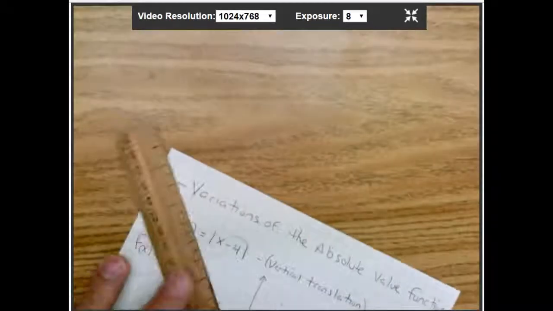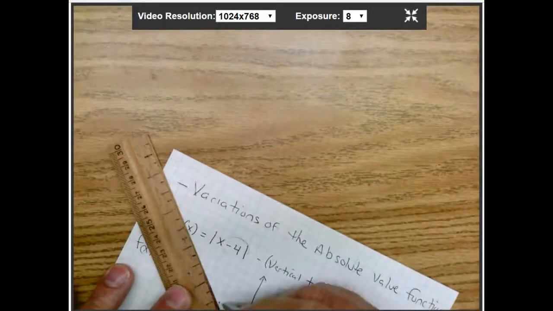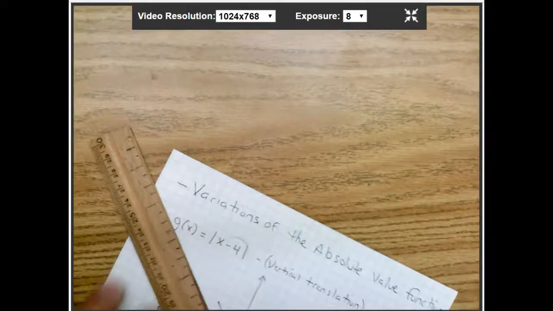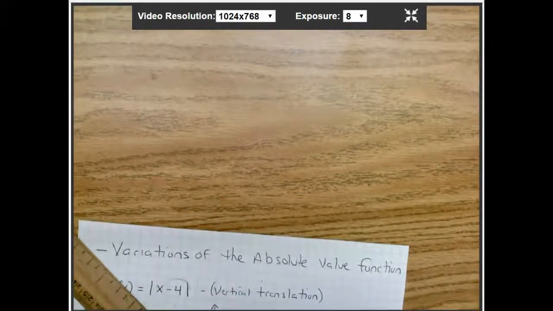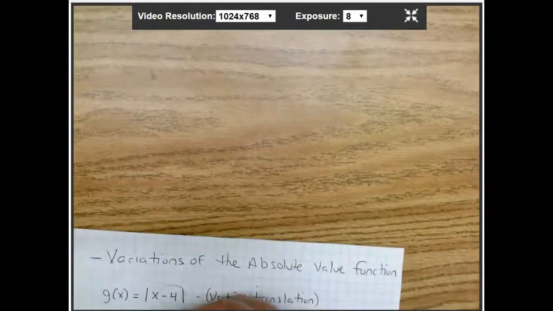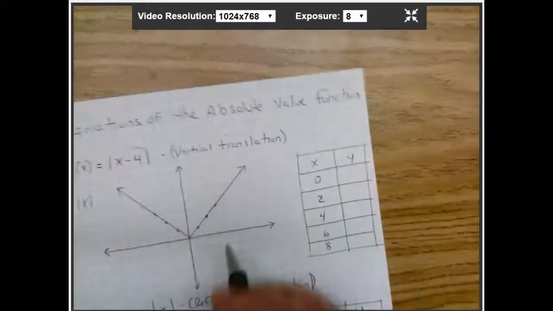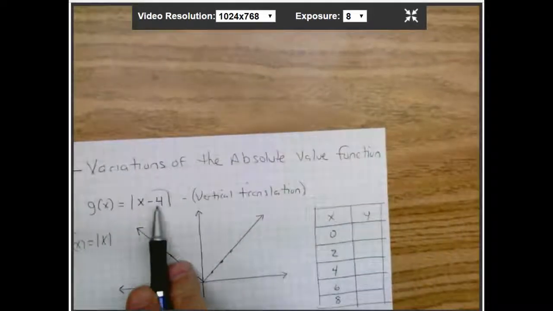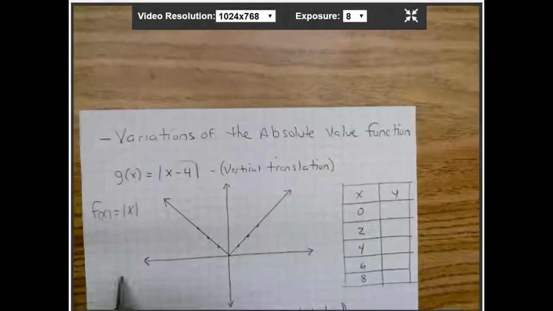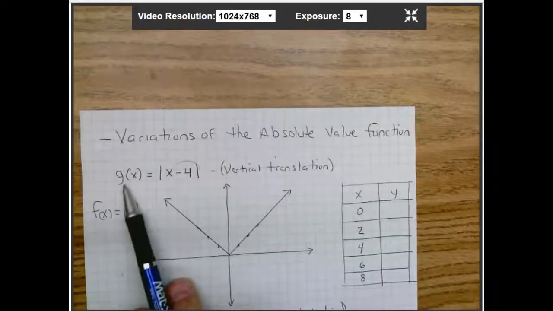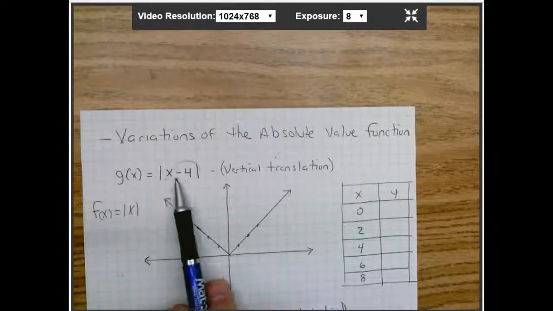The pen didn't work that time. So this would be our normal graph that we would have if the function of x is the absolute value of x. Draw a little bit more on there. That's the starter. And then we might see, instead of just the absolute value of x, we have the function g is the absolute value of x minus 4.